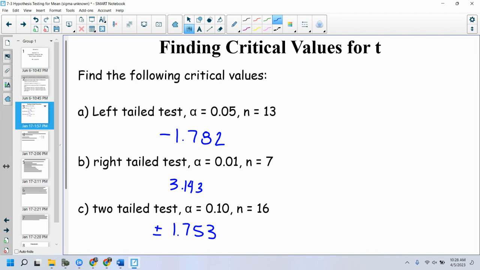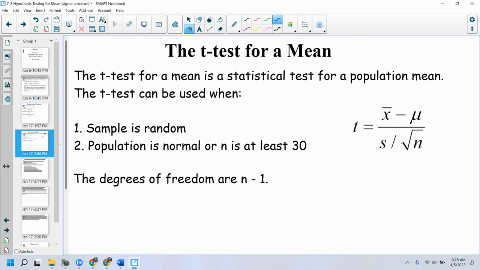Questions about that? Why do I have to think about it both plus and minus? Because it could be above or below, right? I could reject if it's really high or really low. Because if my claim is that something is equal, it just has to be not equal for the alternate to be true. All right, so our test statistic is the t-score.